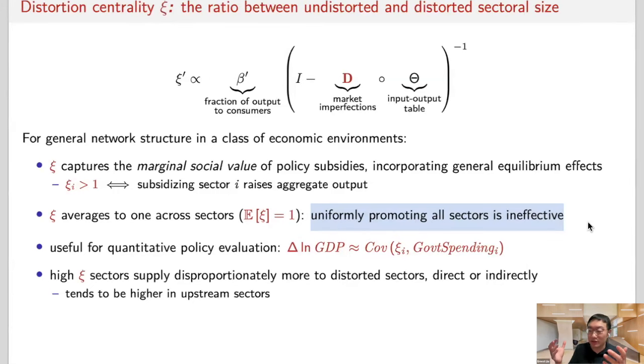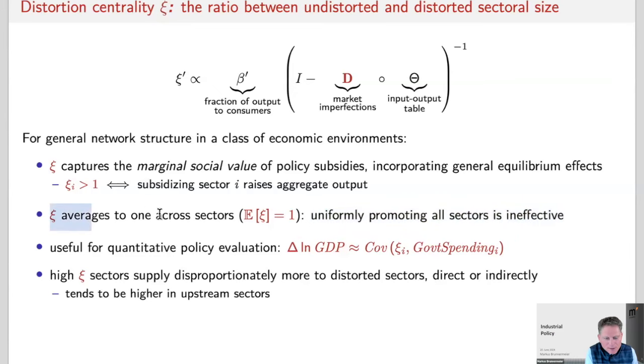In the presence of distortions, the distortion centrality will in general have some dispersion around 1. It will be different from 1 in a generic sector, higher than 1 in some sectors and lower than 1 in others. And industrial policy raises aggregate output if it promotes, or subsidizes, sectors where the centrality is above 1. There's no uncertainty here. The expectation means average here, not an expectation over some probabilities. Yes. Right.